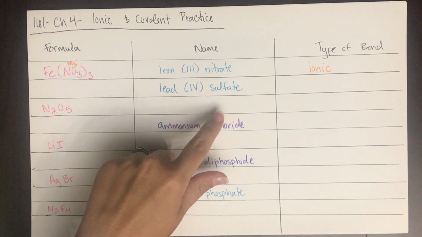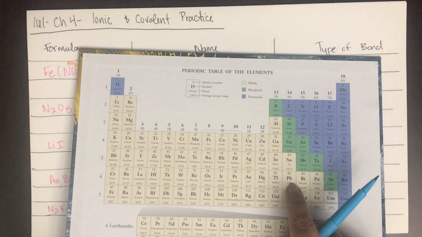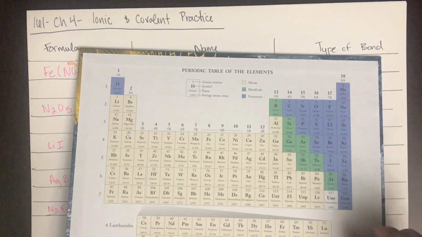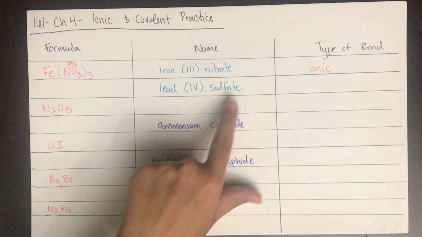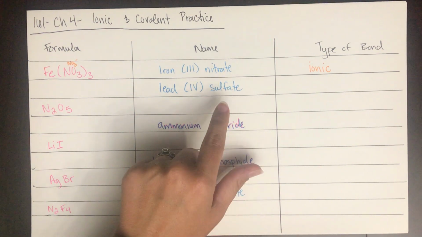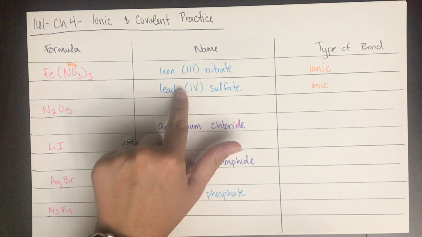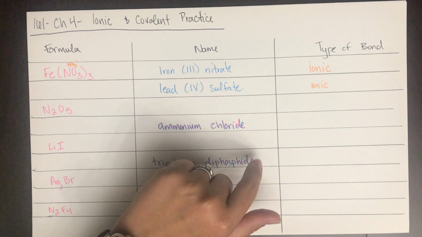This is lead 4 sulfate. So lead is actually Pb on the periodic table, and it is one of the weird exceptions that is a transition metal, even though it's not in this central area. You also know it's a transition metal because they give you the charge of the ion in the name. So again, here's an example of a transition metal and a polyatomic ion. That means this has to be ionic. It's between a positively charged metal and a negatively charged polyatomic ion.